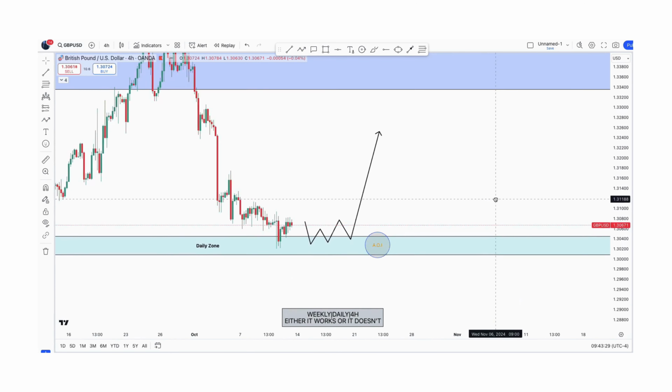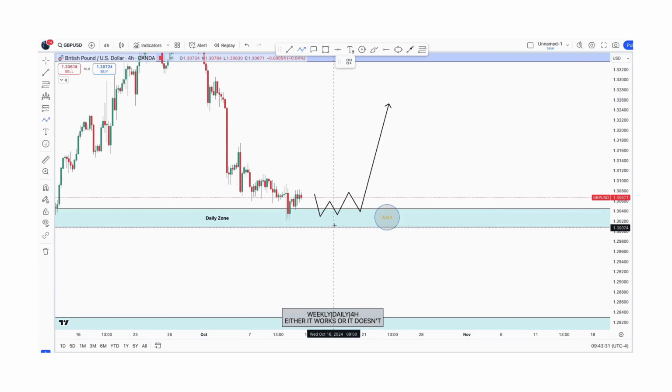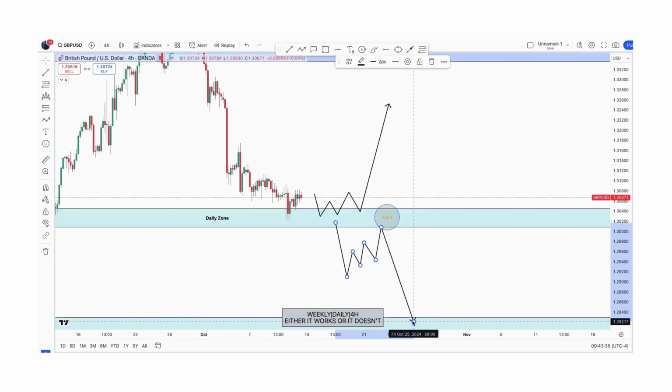That's going to be the first play, and if that doesn't work out, like I said, we'll be waiting for the opposite: price to break down on the daily, pull back, and then shoot down to the downside. And that's going to be GU going into this week.